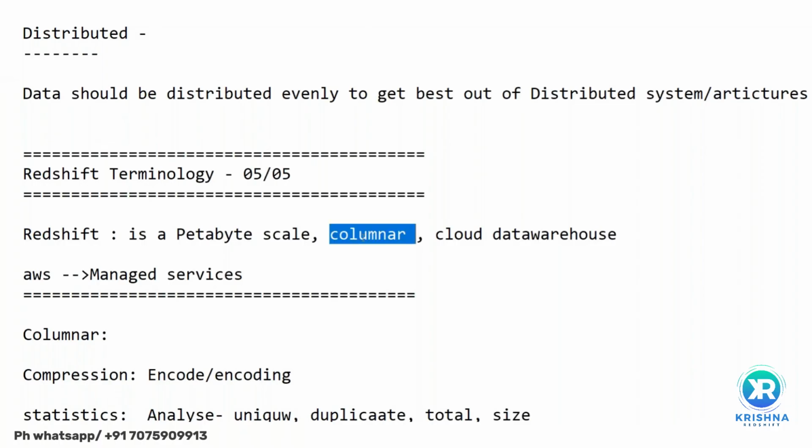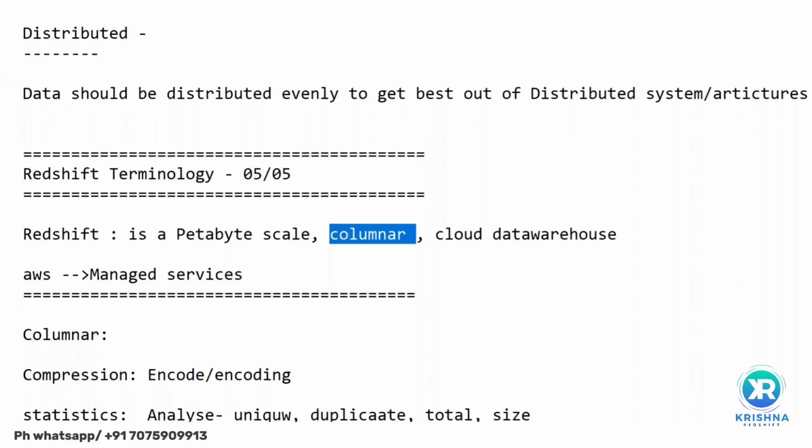But in columnar, the data is stored differently. In Excel we have rows, right? So row wise. But in Redshift, data will be stored in a columnar way. Anyway, we'll have a separate discussion on columnar. For now, you just need to know that data will be stored as a column in the warehouse, not record wise.